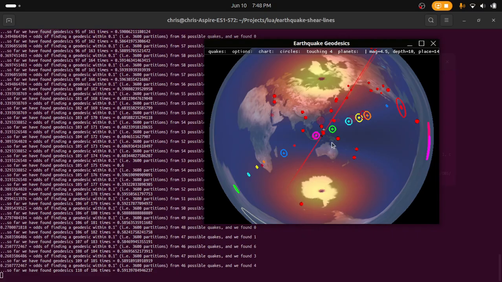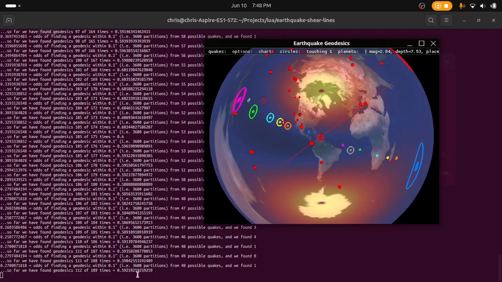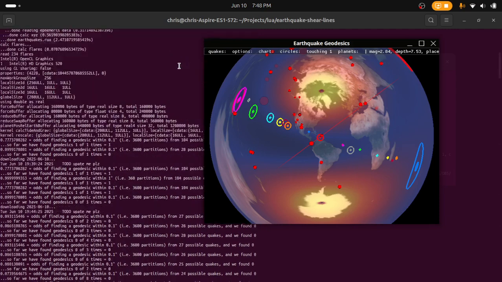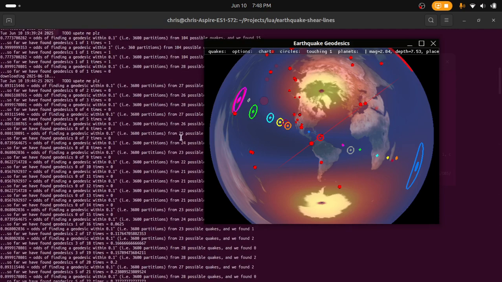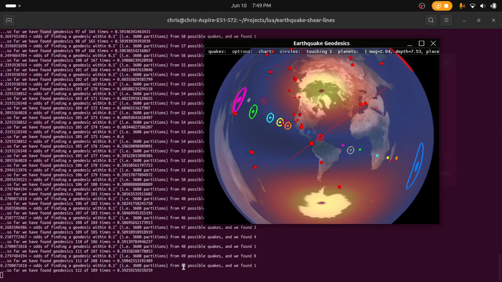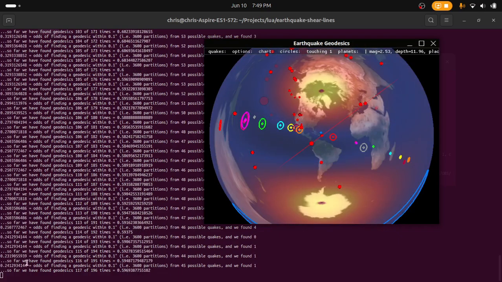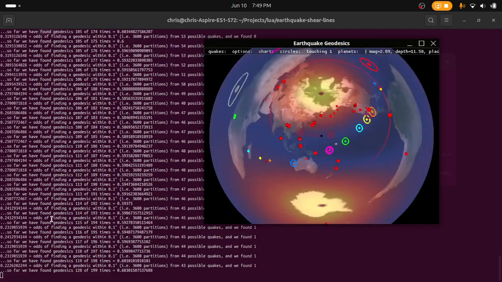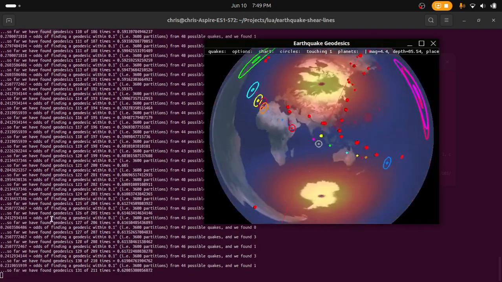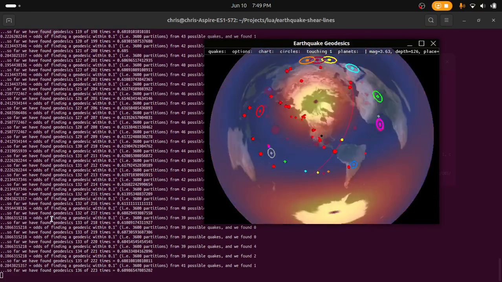And it's happening more often than it should for our number of quakes, which at first was just a few, 30, 25, 30, 20, 25, 30. Now it's up around 50, 40, 50 or so. But the odds that we're getting are more than the odds that it should be. So I don't know how to interpret that, other than the fact that this means that we're defying the odds, that there are geodesics more often than there should be if the points themselves were random.